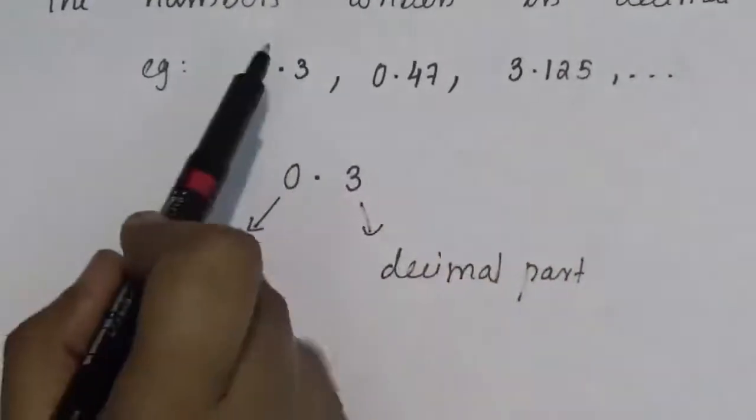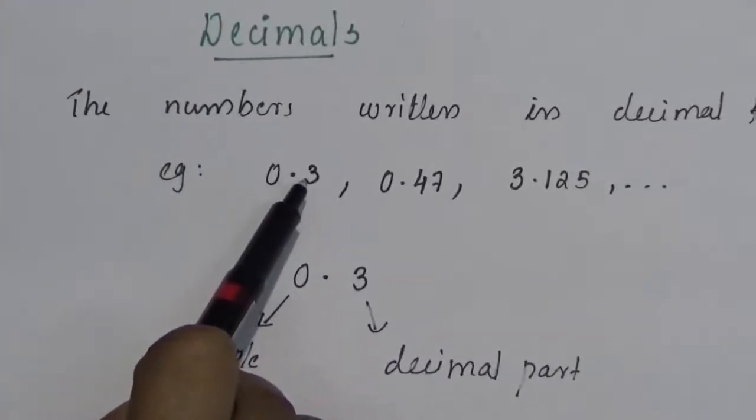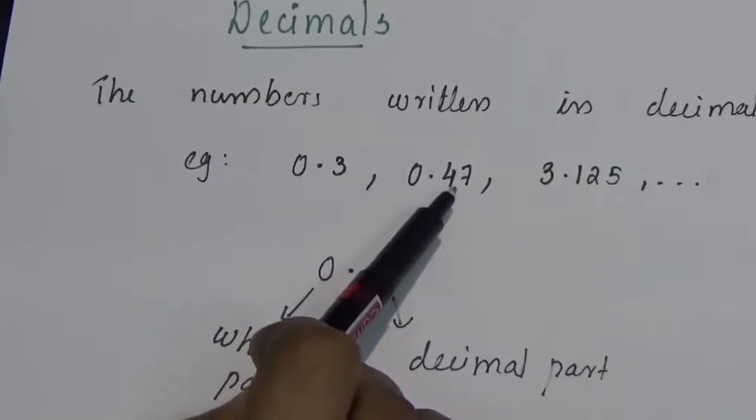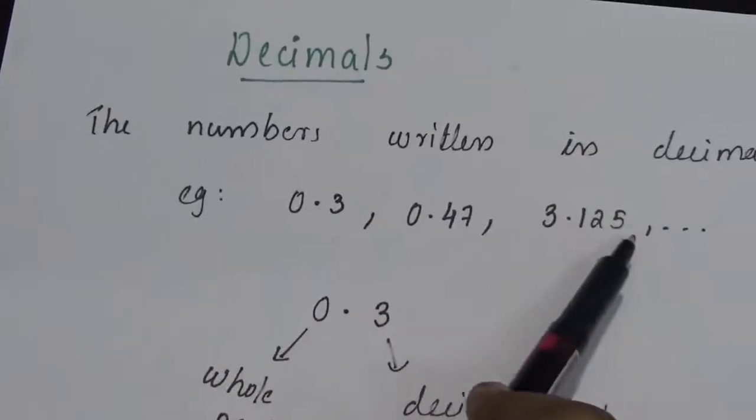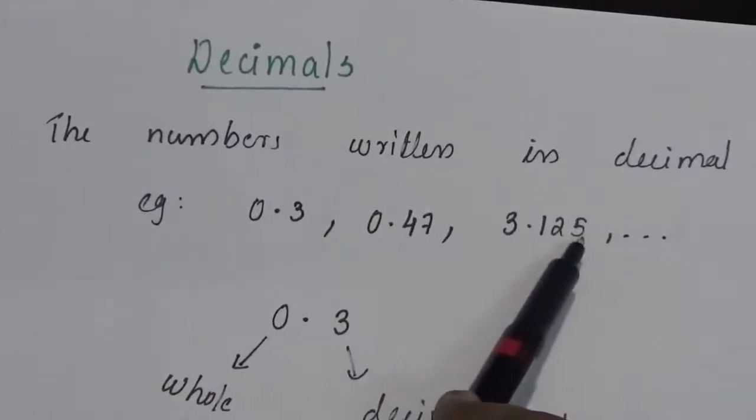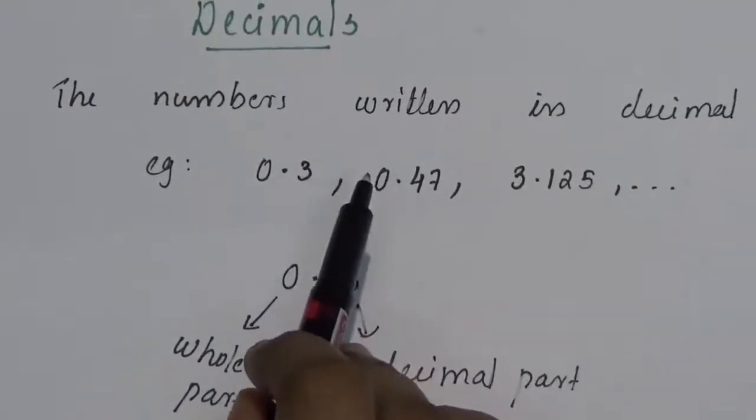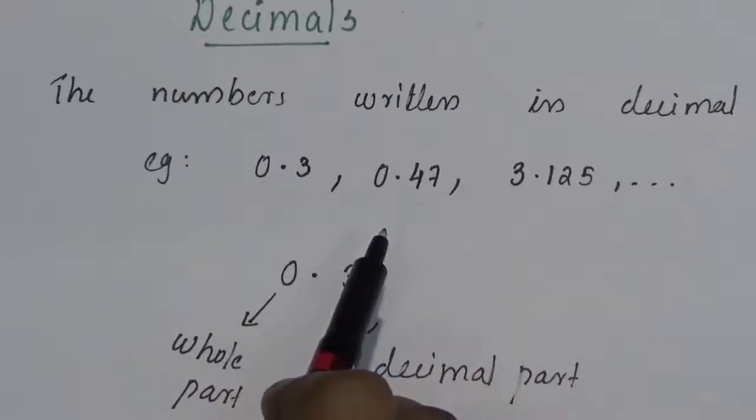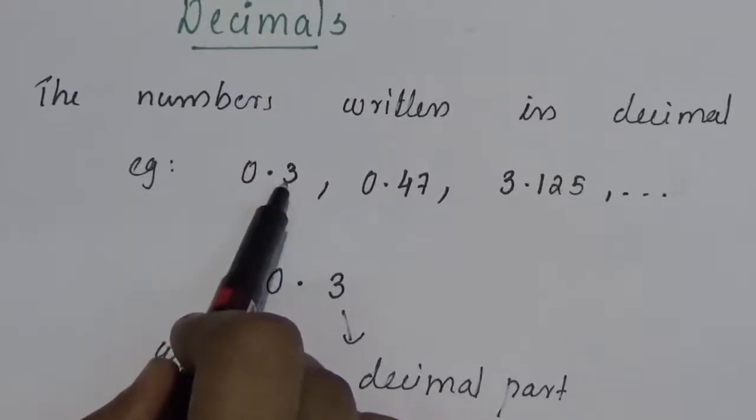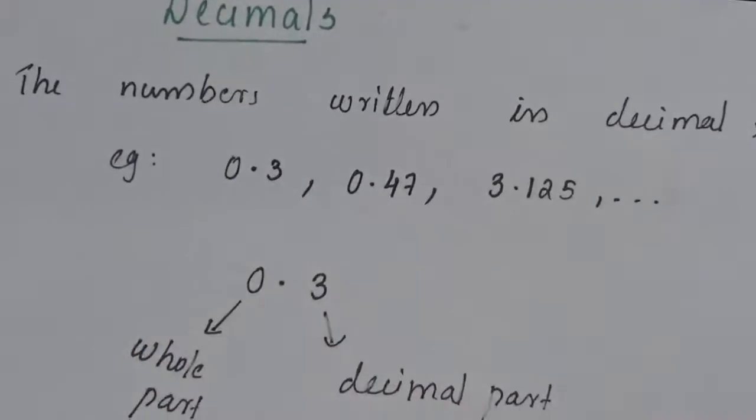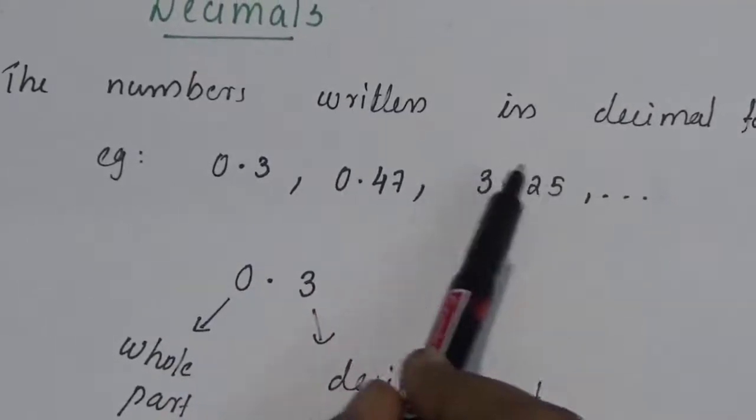So in the examples, in the first example, in the decimal part there is only one number. In the decimal part of the second decimal, we have two numbers. And in the decimal part of the third number, we have three digits. The number of digits contained in the decimal part of the decimal gives the number of its decimal places. So we can say that 0.3 has one decimal place, 0.47 has two decimal places, and 3.125 has three decimal places.